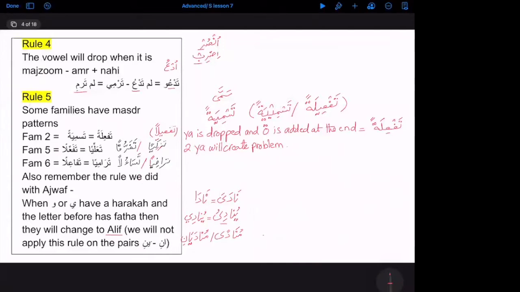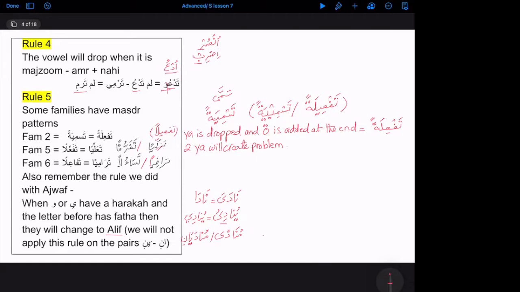Okay, rule number 4. The vowel will drop when it is majzoom, amar, or nahi. So we know that when the fail is nakis, when we are making them amar, nahi, or any kind of majzoom form, the weak letter is going to be dropped. So that's why tad'u, when we put lam, it will be tad'u. This waw is dropped over here, right? And for amar, we say ud'u, right? So you know that in every other amar, in the regular one, we see that the last letter is always sakin. That makes us know that this is amar, right? Or any kind of majzoom form.